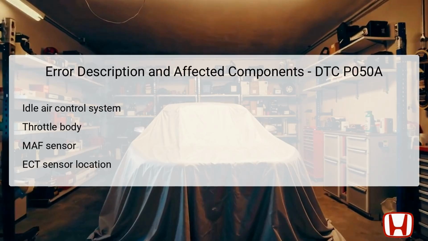DTC P050A specifically pertains to the cold start idle air control system's functionality. This system helps maintain the correct amount of air for combustion when the engine is cold. The primary component involved is the throttle body, which regulates airflow into the engine based on the driver's throttle input. The MAF sensor plays a significant role, measuring the amount of air entering the engine to ensure the fuel injection system can provide the appropriate fuel amount.